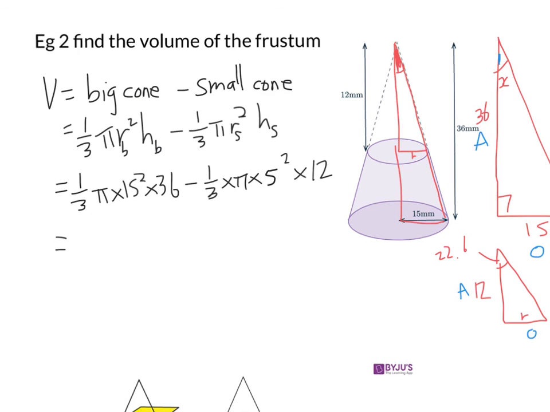So that's a third times pi times 15 squared times 36. And that gives 2,600 pi, or 8,168.1, and that is in millimeters, and it's a volume, so cubed. So that's to 1 decimal place.